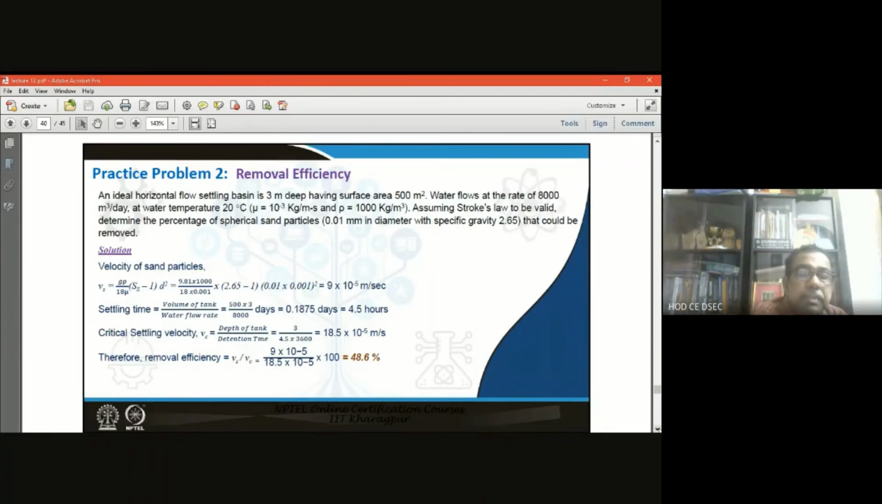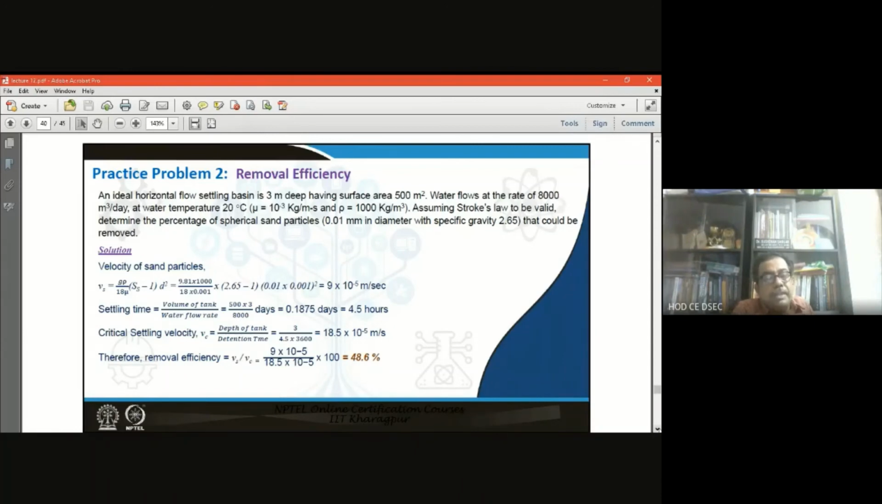Actually, this is the settlement velocity given by Stokes law. Now, if the sedimentation tank can work at 100% efficiency, that means all the particles settle, this is called the critical settling velocity. So what is the critical settling velocity? When the tank works at 100% efficiency and all particles settle in the tank, that is the critical settling velocity, and it is obtained by the depth of the tank divided by the detention time.